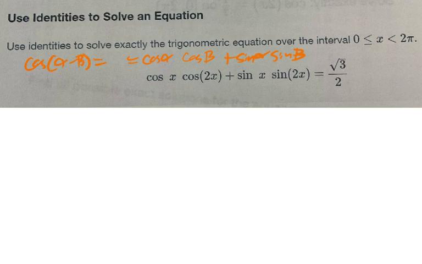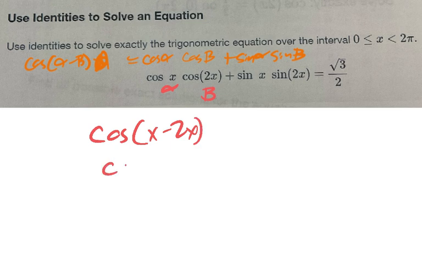That's the sum and difference formula. So I'm going to work that backwards, I think. That's what I'm going to go with. So this is my alpha, this is my beta, so this would be cosine of x minus 2x. Well, cosine of x minus 2x is negative x.